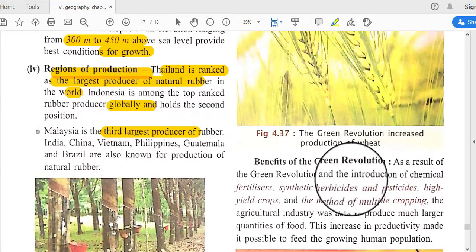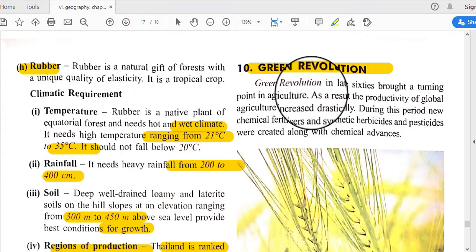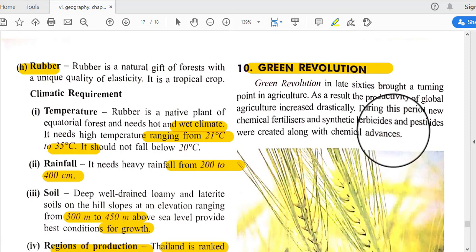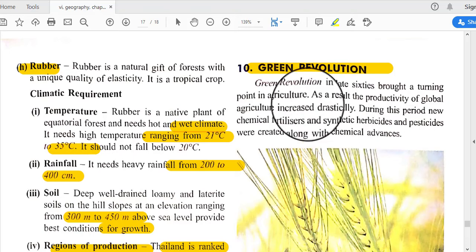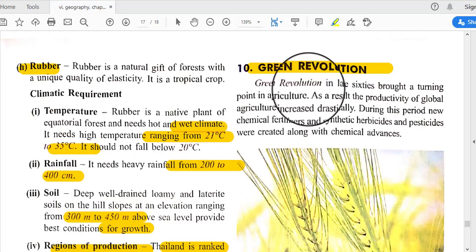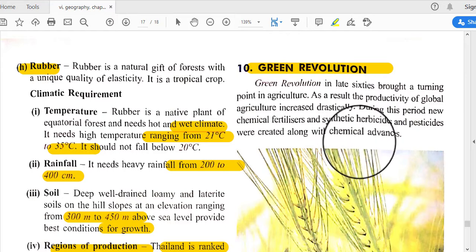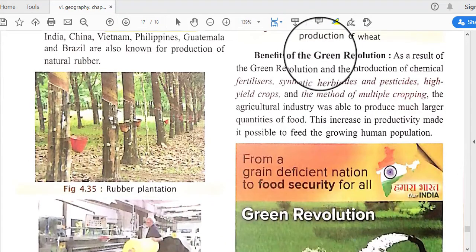And what are the benefits of this green revolution? So at first, what is green revolution? That means when the amount of cultivation of various kinds of crops is increased at a higher rate, this condition is called green revolution. That revolution is done with agricultural activity. And what are the benefits of green revolution?